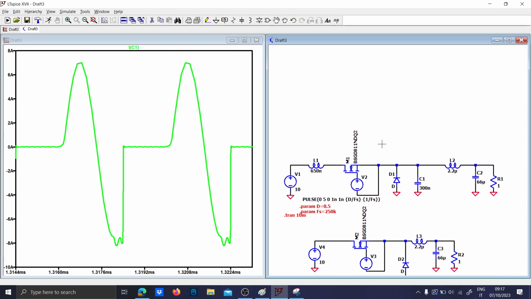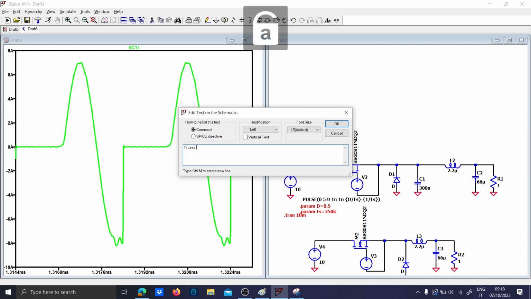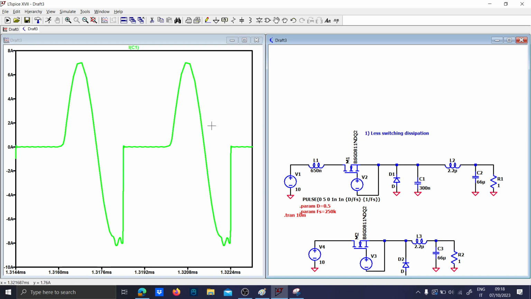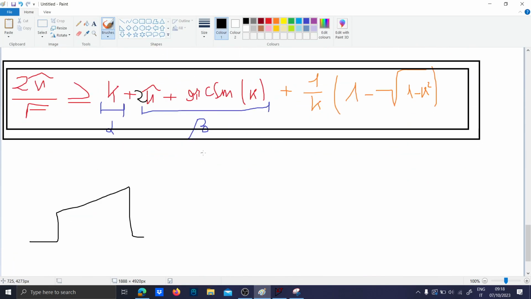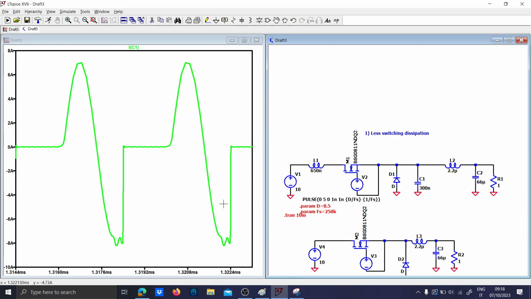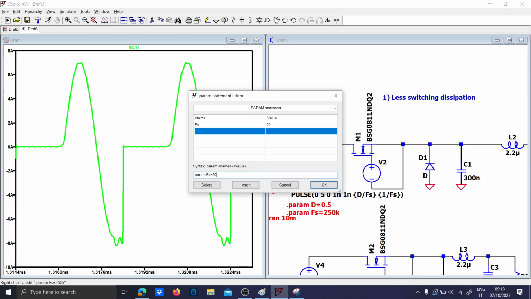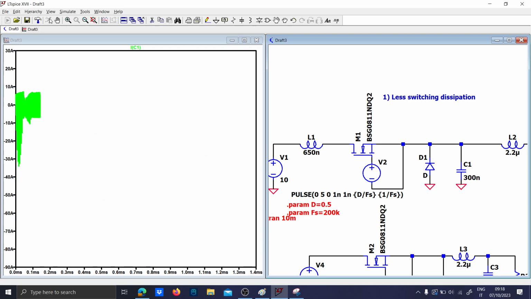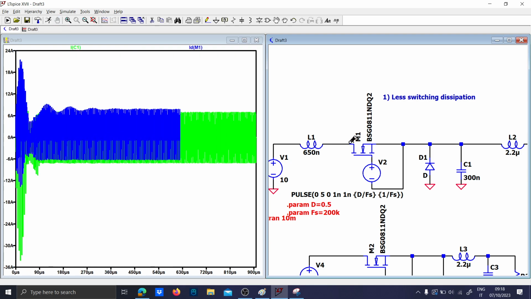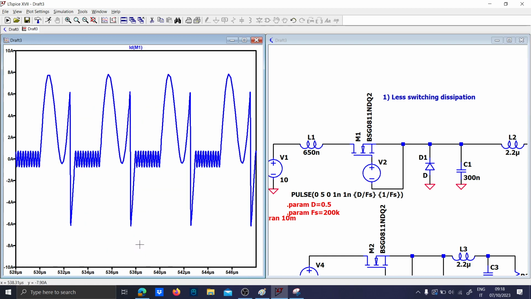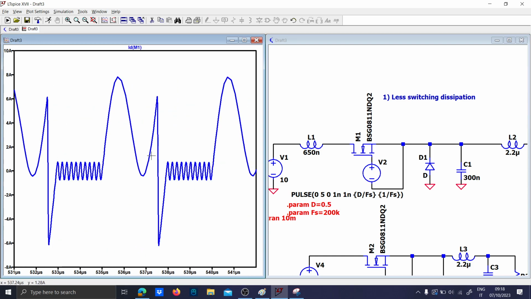So the advantages of this circuit are, first, less switching dissipation. But there are a lot of disadvantages, and now I can show you that. If you don't respect this condition that I showed you, it feels so bad to have wasted one life to design this just to make it not work because of a small difference in value. If I turn this into 200 kHz, it will not work, because you're not respecting the condition. And this is very wrong, as you can see.